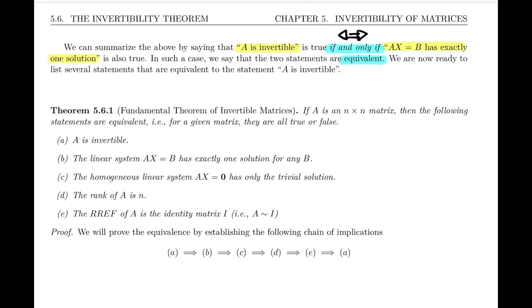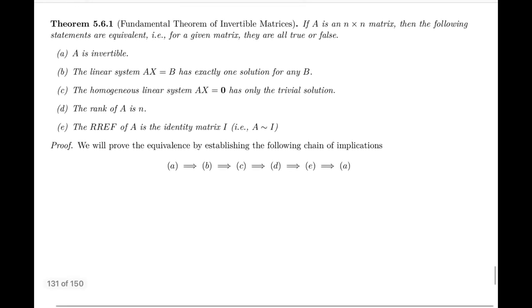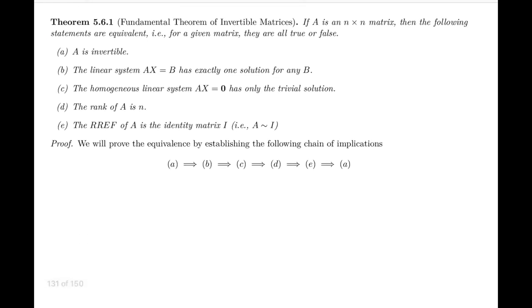A is invertible. And so if we read the theorem together, it's called the fundamental theorem of invertible matrices, or simply actually the invertibility theorem. It's another name. And so let's read it. If A is an n by n matrix, then the following statements are equivalent, i.e. for a given matrix A, they are all true or all false.